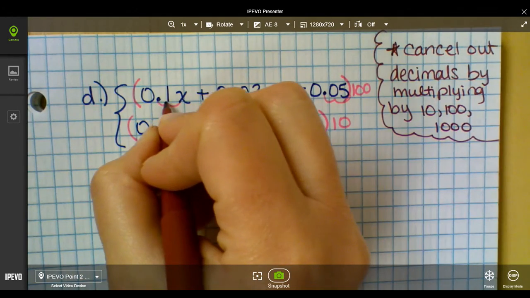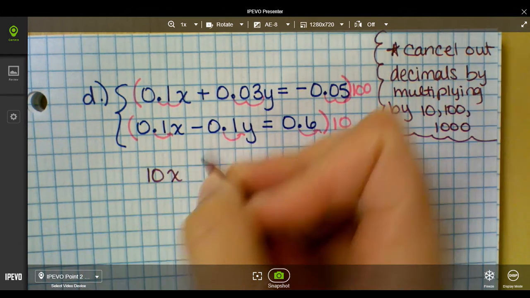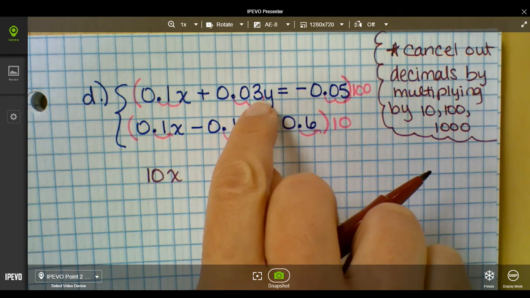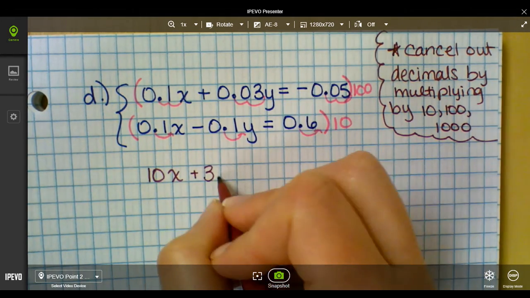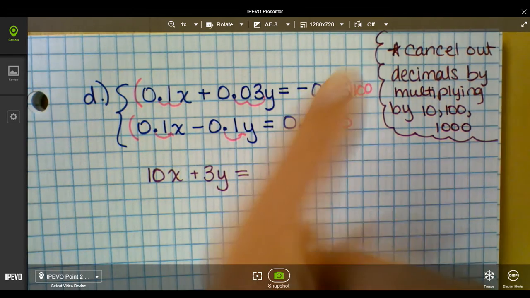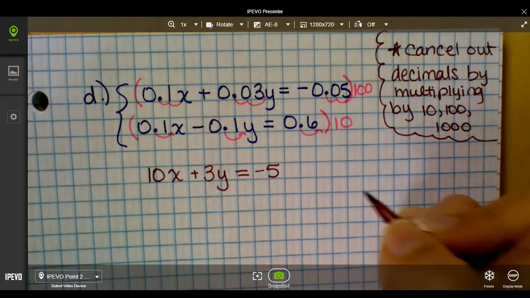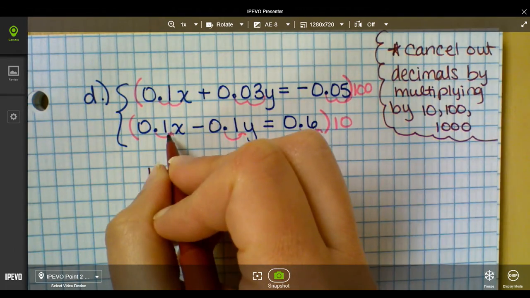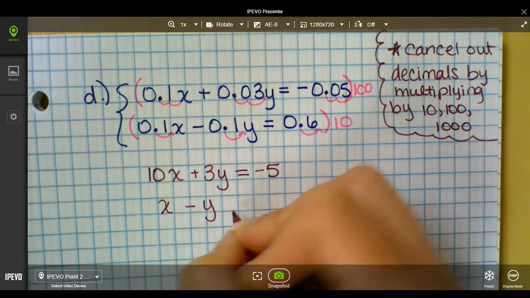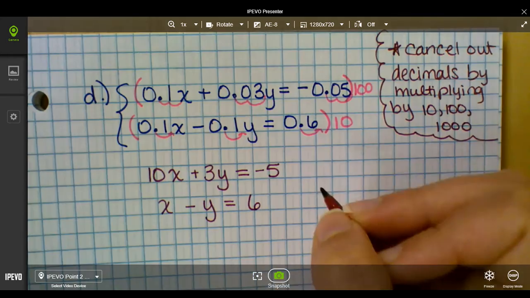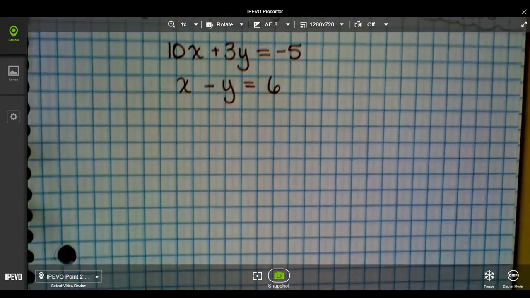So this one, since I had 1/10 and I'm multiplying it by 100, this guy's actually going to turn into 10. And then 3/100 multiplied by 100, now this is just going to be 3. And if you don't believe me, go ask your calculator. And then 5/100 multiplied by 100 is just going to be 5, and it's negative 5 in this case. And then multiplied by 10, pretty much all of these numbers turn into whole numbers. So I'm going to have 1x minus y equals 6. And then I think we'll finish this problem in class just so I don't take up too much time.